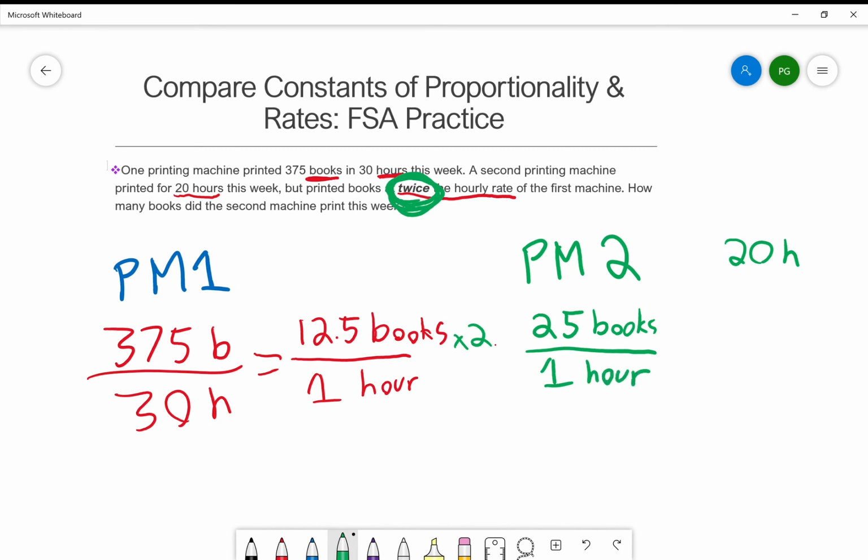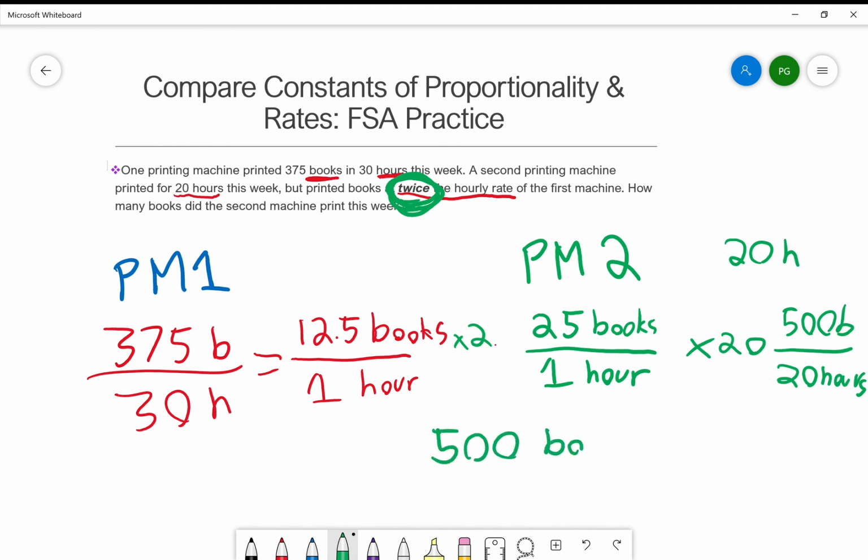Now remember, it printed for 20 hours. So if we're multiplying it times 20, yeah, for 1 hour it did 25, right? Well then, for 20 hours, 25 times 20 is 500. Your answer is 500 books.